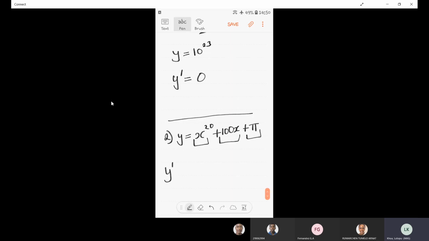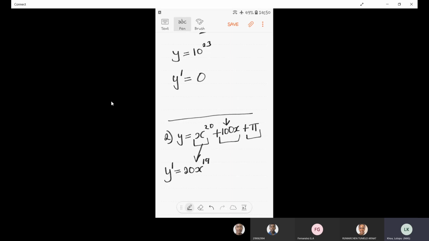So here y prime, this is 20, it came down, and then x to the power of 19. So this is the derivative of that one. Then I add it to the derivative of the next one. The derivative of the next one is similar to d1, except that there is 100 over here.